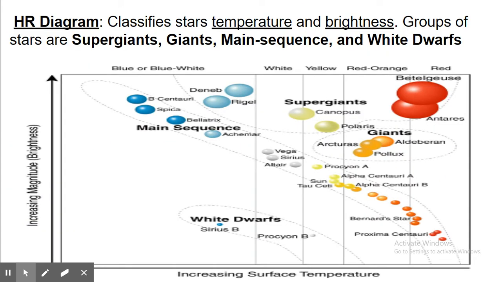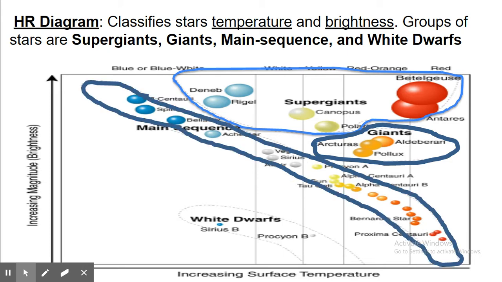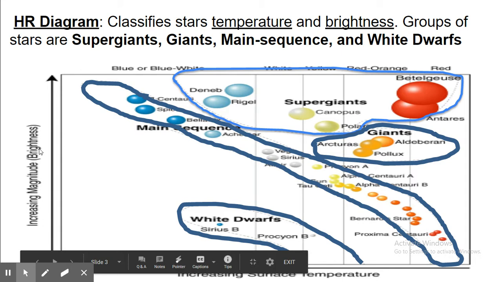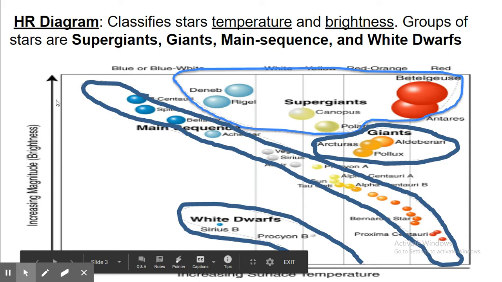HR diagram classifies stars' temperature and brightness. Groups of stars are supergiants, giants, main sequence, and white dwarf. Increasing magnitude is brightness. So from top to bottom, brightness increases. Brightness is luminosity. Temperature is going to increase from right to left on the x-axis.